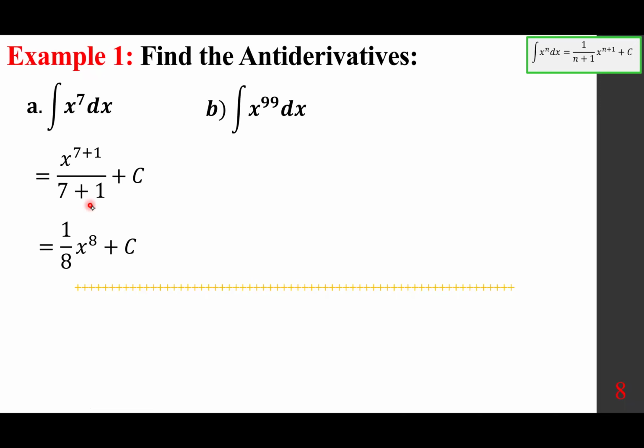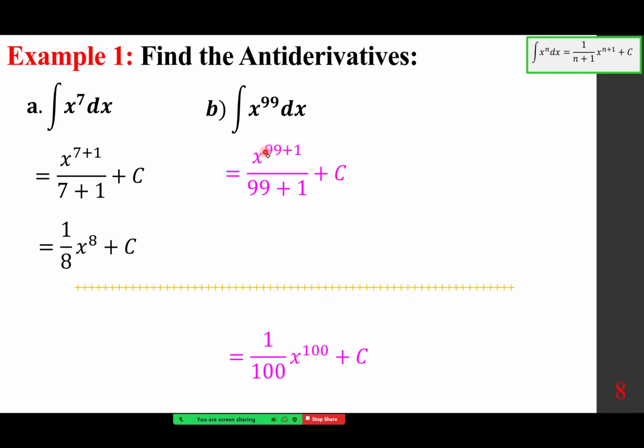What about this one? We do the same thing. We add 1 to 99, becomes 100, and it becomes the denominator as well, and a constant. And the final answer is 1 over 100, x to the power of 100 plus c. If you want to go from here to the answer, that's just fine.